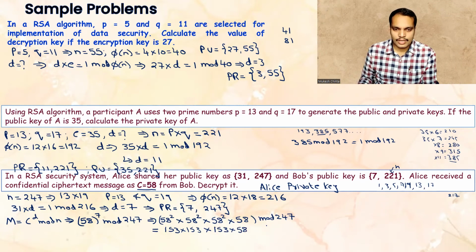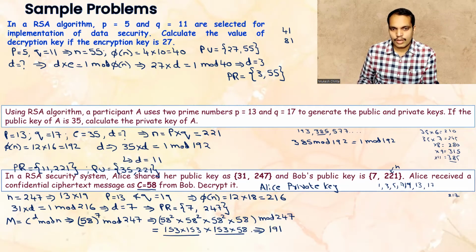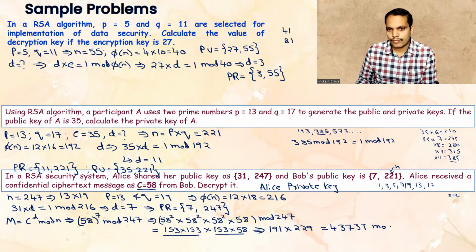Once again, you are getting large numbers. So what I would do is find the product of these, employ mod 247 on both the products, and then calculate. If I do this mod 247, I get 191. And if I do these two and employ mod 247, I get 229. If I do it again, 191 into 229 gives me 43,739 mod 247, which is nothing but 20.